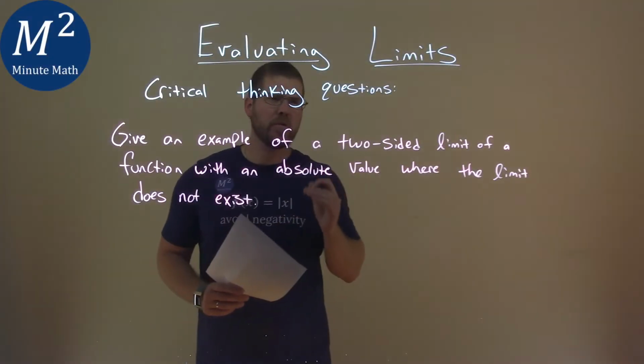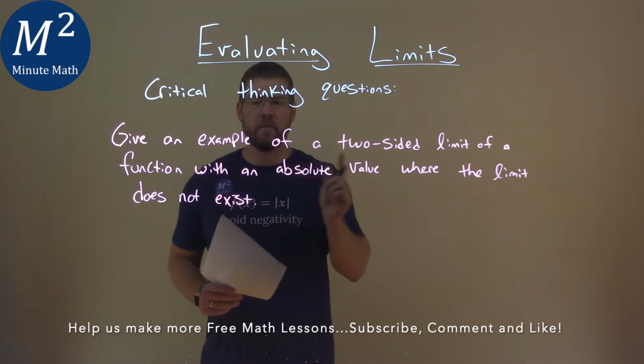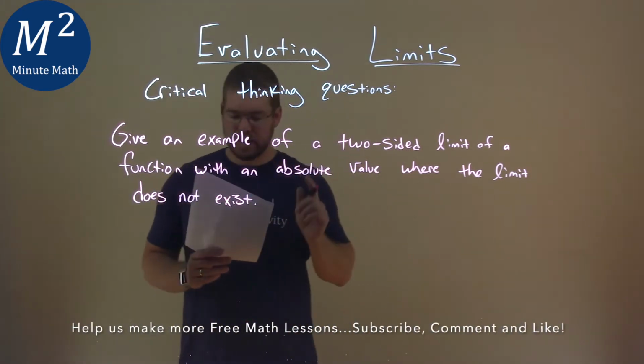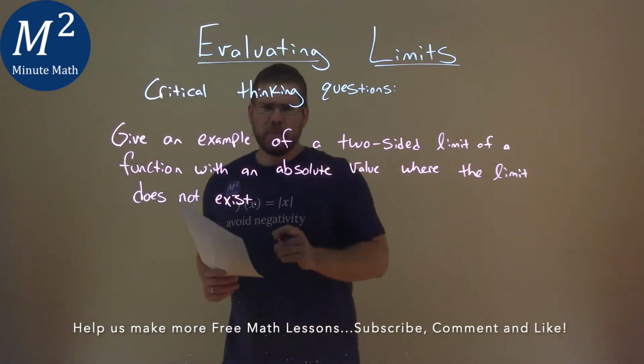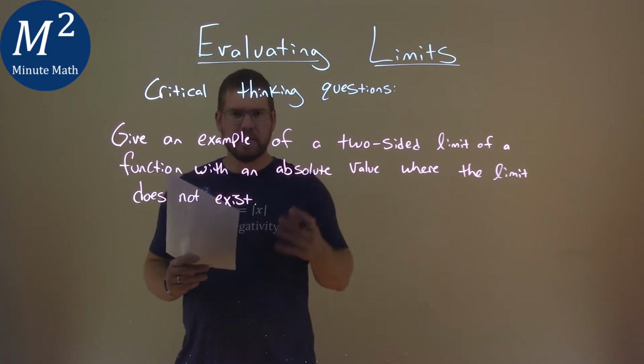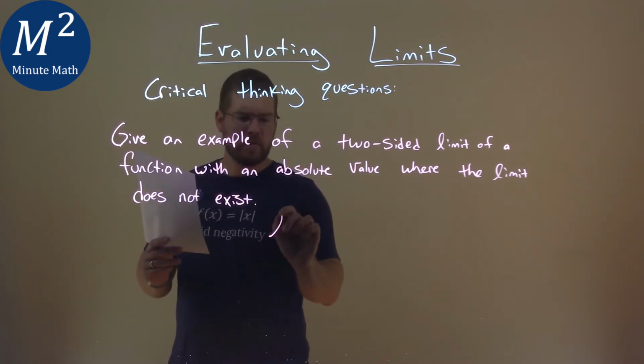We're given this critical thinking question. Give an example of a two-sided limit of a function with an absolute value where the limit does not exist. Well, there are many answers for this one, but we have to deal with an absolute value here, but like I said, many options. Let's keep it simple, start building this.